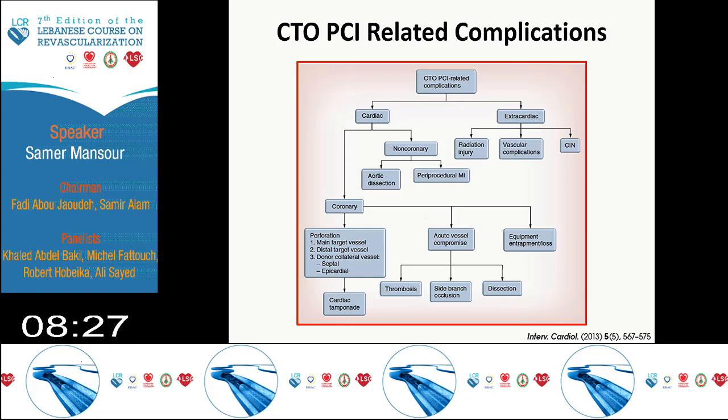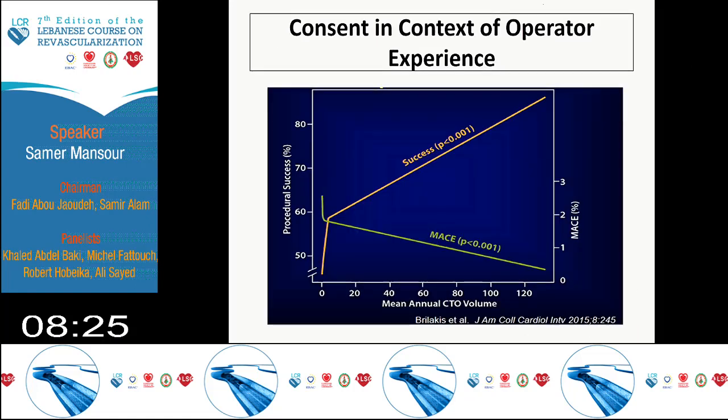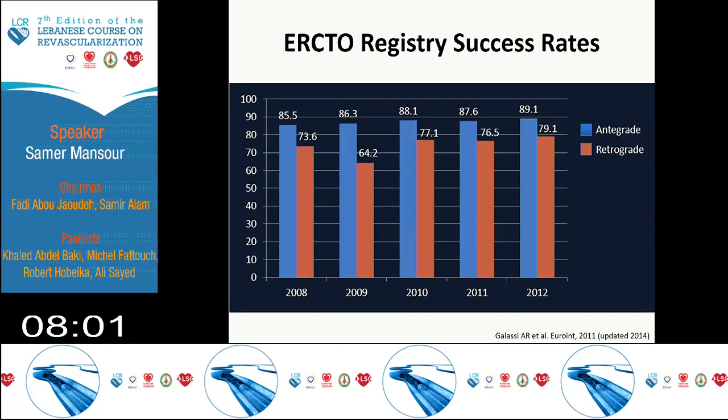Extracardiac complications, radiation, you need to think about it, vascular complications, and contrast-induced nephropathy. Of course, you need to consent your patient, and the consent should be based on the operator experience. The more experience you have, the higher your success rate, the lower your rate of complications. There is a minimum of 50 CTOs that you need to perform in a year to maintain your technical skills and to improve your success rate.